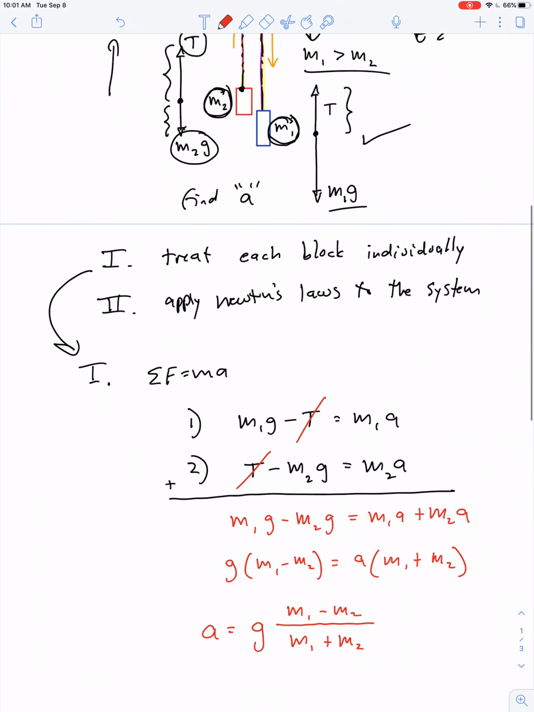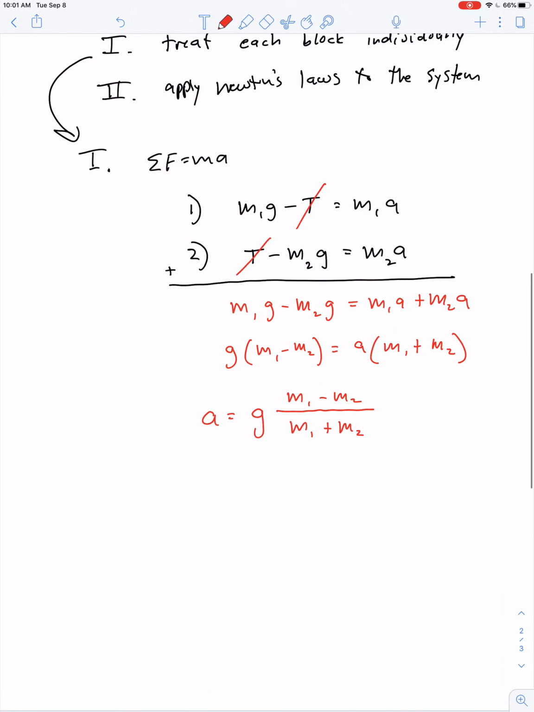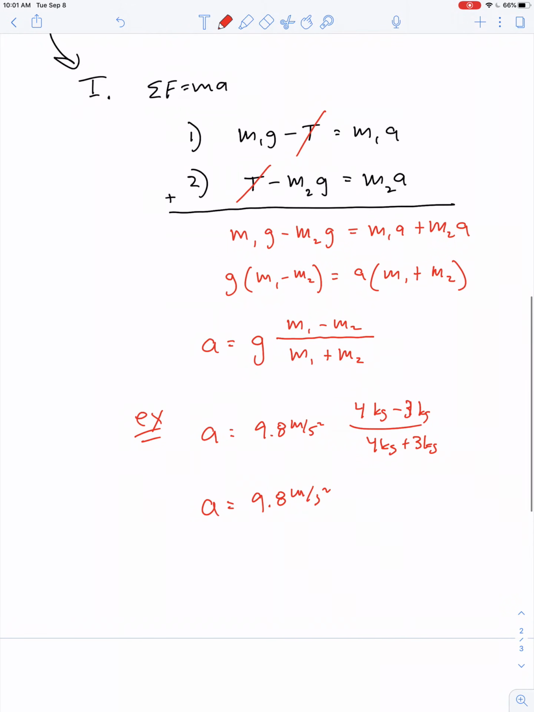And if you want some numerical examples, we could say, what if the block that accelerates downward is 4 kilograms and the one accelerating upward is 3 kilograms? What would be the acceleration of our system? In that case, the acceleration would be 9.8 meters per second squared times 4 kilograms minus 3 kilograms over 4 kilograms plus 3 kilograms, or in other words, 9.8 meters per second squared times 1/7. 1/7 of 9.8, if I'm not mistaken, is 1.4.